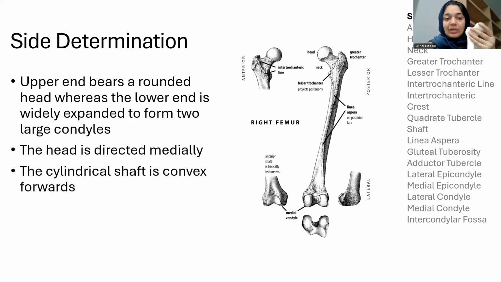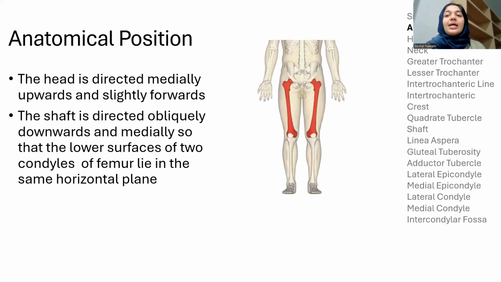The head is directed medially, the cylindrical shaft is convex forwards. So if you see it from sideways, you know that this is convexing forwards. Moving on, the head is directed medially, upwards and slightly forwards. Why is this happening? It's because the head should be directed medially upwards and forwards in order to bring the two condyles in the same horizontal plane. And that is needed to form the knee joint with the tibia and fibula. In order to bring the surface of the lower condyles in the same horizontal plane, the head has to be directed medially upwards and slightly forwards.